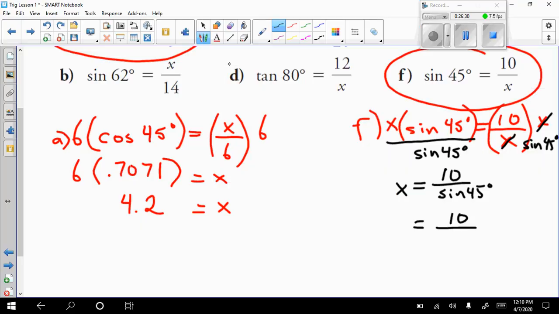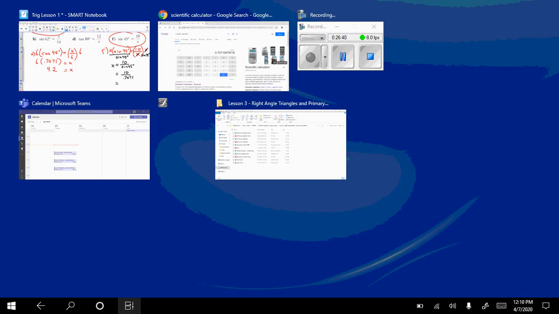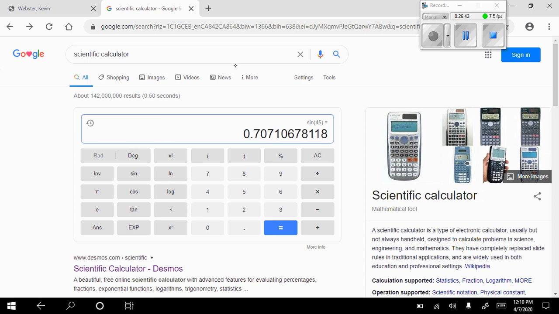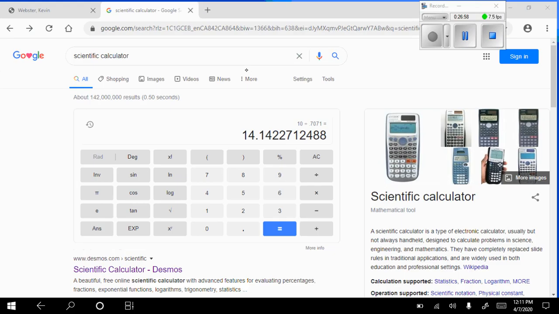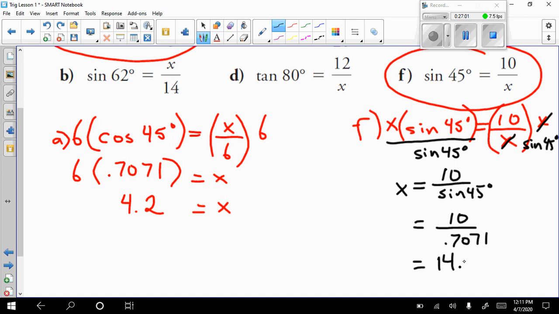So here we go. It's 0.7071. And so I'm going to do 10 divided by 0.7071, and I get 14.14, and they want it to one decimal place, so 14.1. So that's what you're doing in that question. I'd like you to finish some more of those off and practice those.